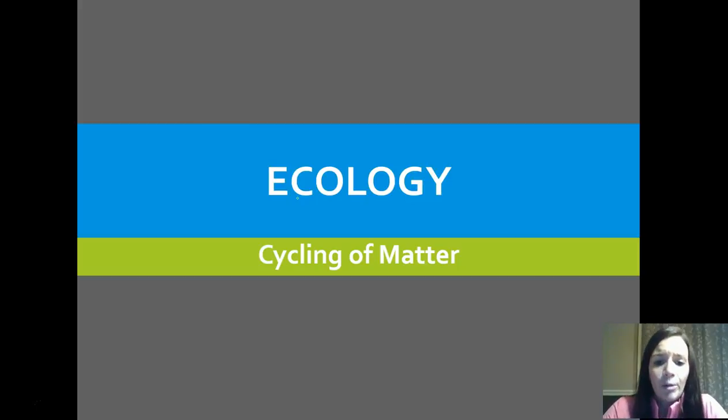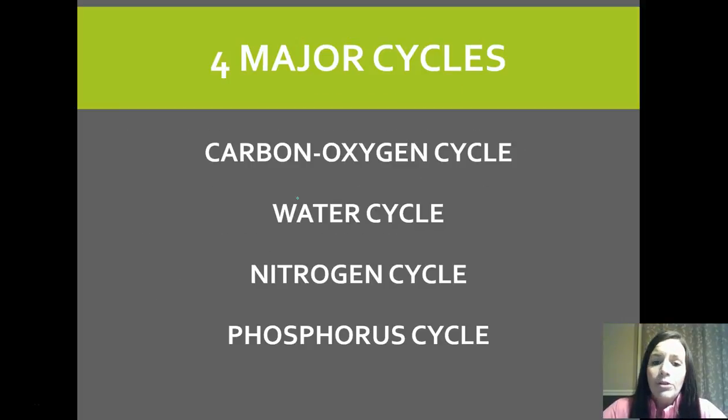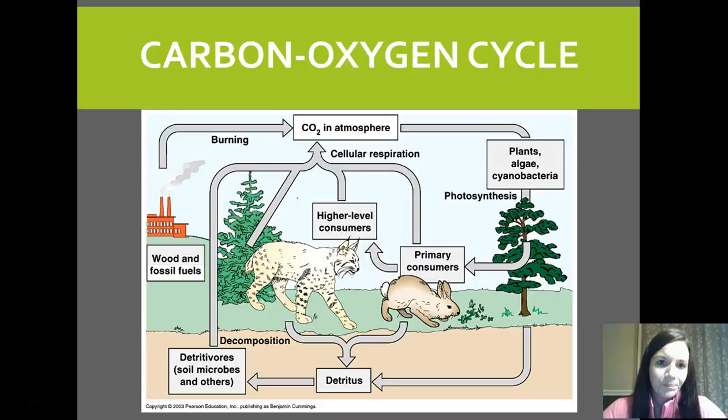The final thing we're going to talk about in these notes is the cycling of matter. So there are many cycles in the biosphere, but there's only a fixed amount of matter. So there's nothing new ever being formed. It's just transformed into usable forms throughout these cycles to support the ecosystem they need to. And it also involves living organisms and physical processes. So the four major cycles we'll discuss are the carbon-oxygen cycle, or I simply usually just call it the carbon cycle, the water cycle, the nitrogen cycle, and the phosphorus cycle.